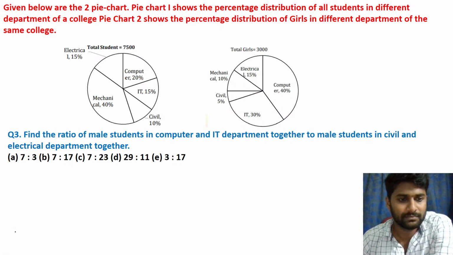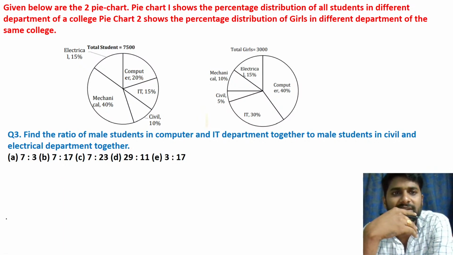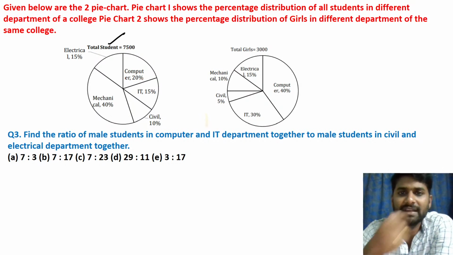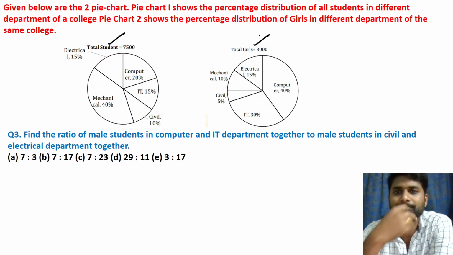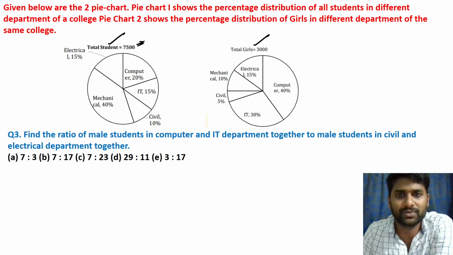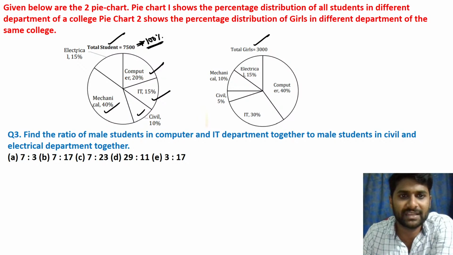Now just look into the data. Here there are two pie charts. One pie chart shows the total number of students, and another chart shows the total number of girls, and they're given as a percentage distribution. You already know that the total percentage of distribution is equal to 100%. Here computers is 20%, IT 15, civil 10, mechanical 40, and electrical 50.